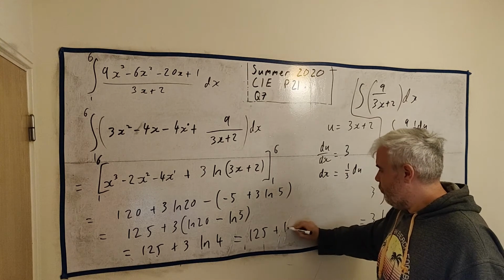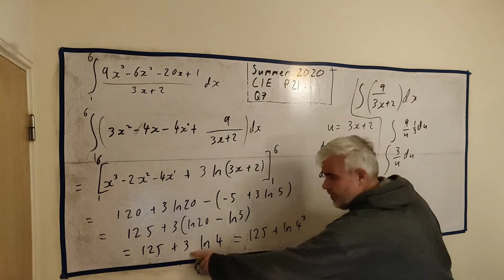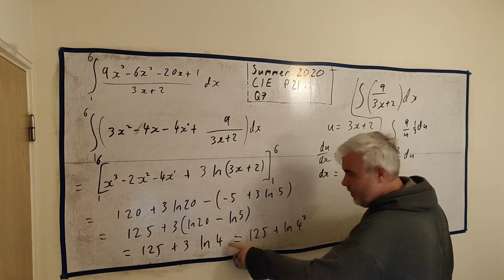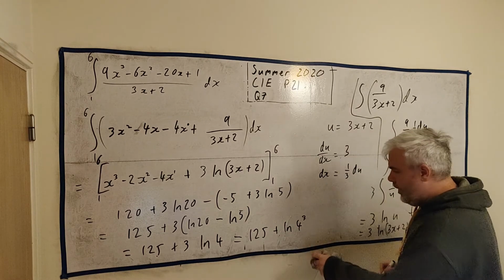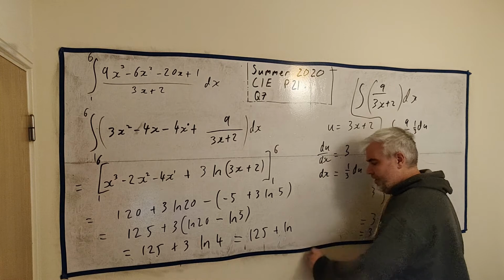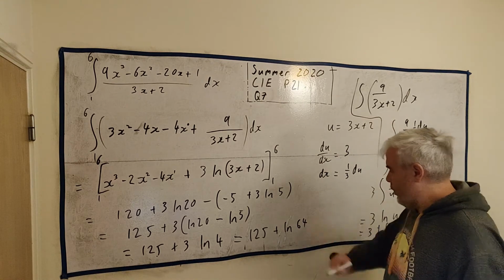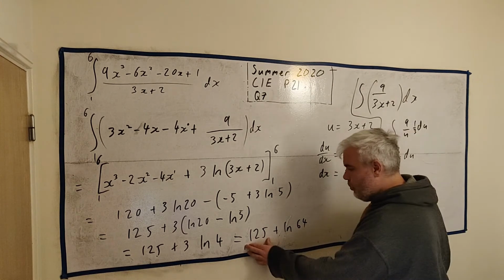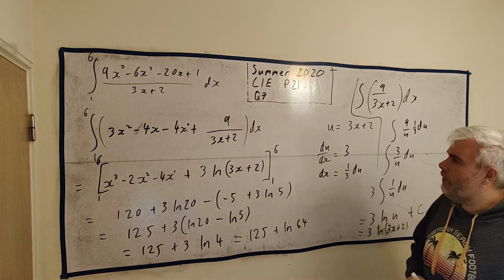125 plus natural log of 4 to the power of 3. Because that's another rule for logs. There's 3 multiplied out here is the same as 4 to the power of 3. Well, 4 to the power of 3 is just 2 to the power of 6, which is 8 times 8, I guess, 64. So that's our full answer for part B. 125 plus natural log of 64.